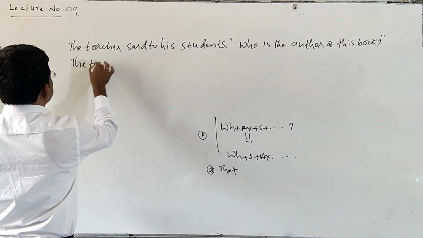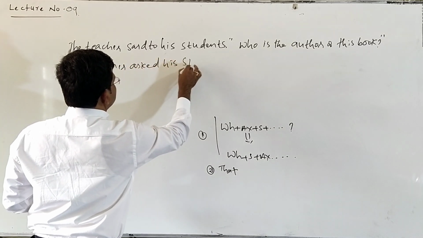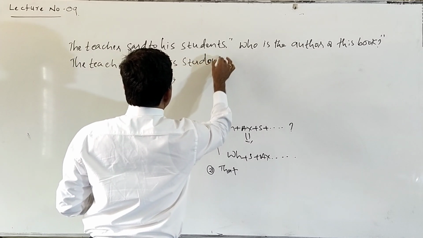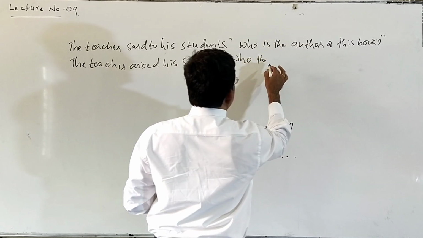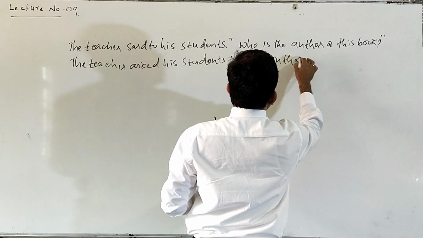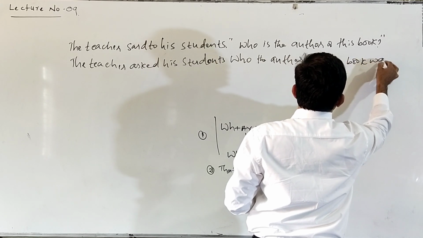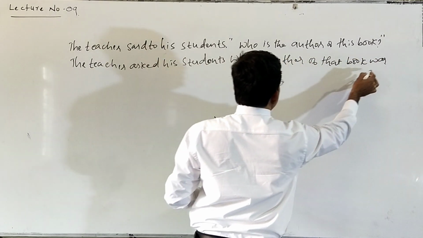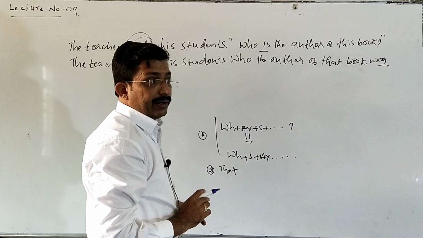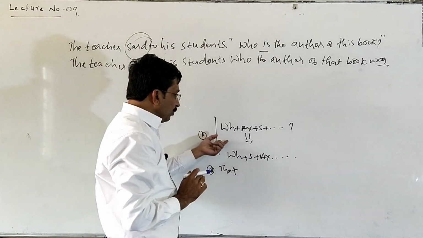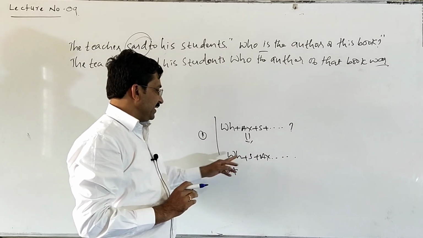Now change this one. The teacher asked his students. We should not use that here. Who, write as it is. Who the author of that book was. Is changes into was because the reporting verb is in past tense. We should not use the interrogative mark. So WH plus AX plus S is changed into WH plus S plus AX.